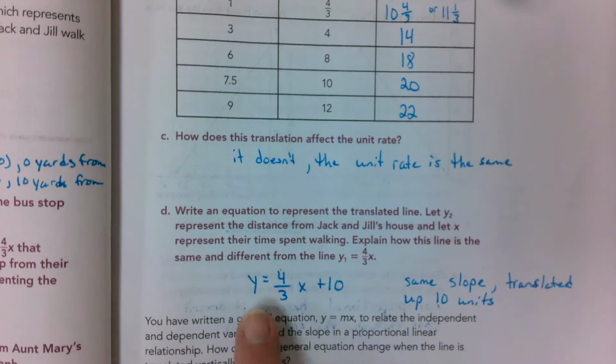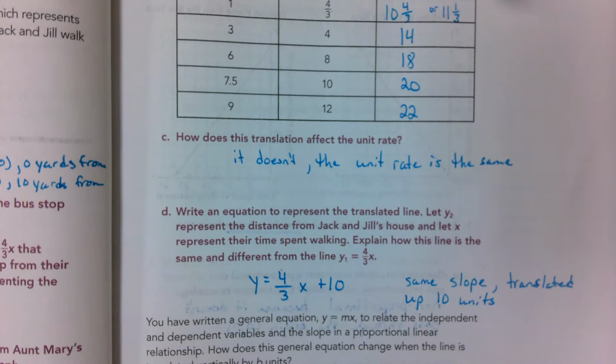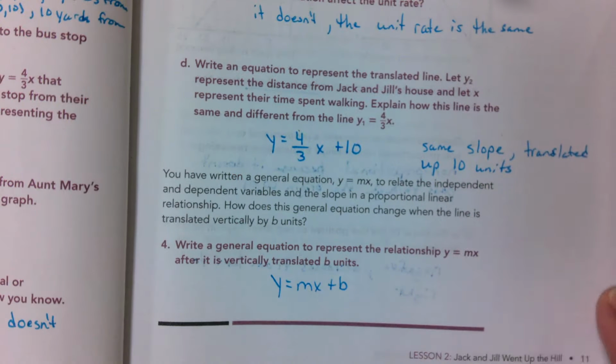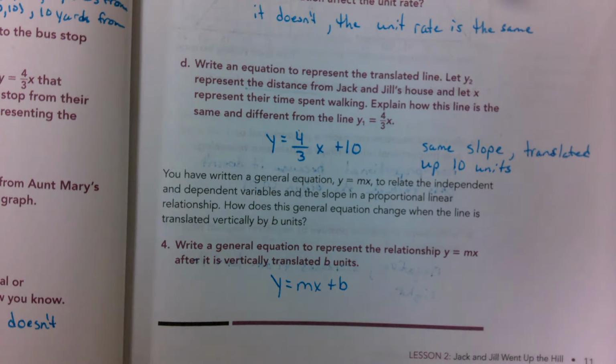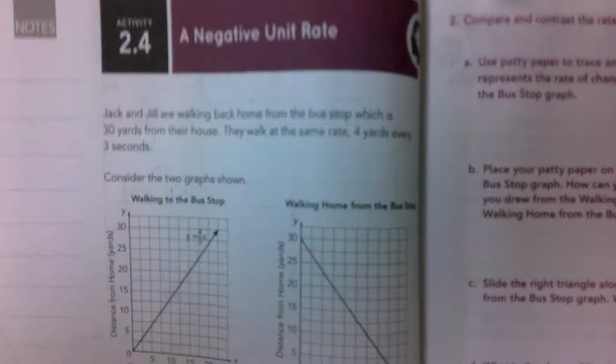And then my equation is going to be y equals 4/3 x plus 10. That's my y-intercept, or that translated up 10 units. And then my general equation, when I do not have a proportional relationship, is y equals mx plus b. This is not something new for us. We've seen this before.